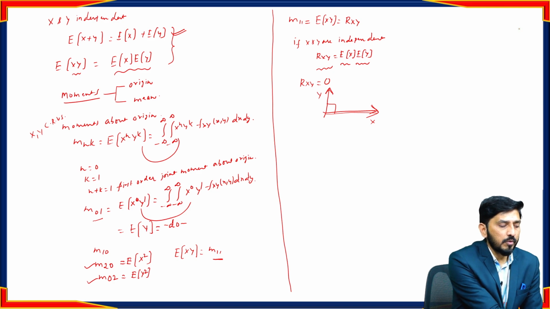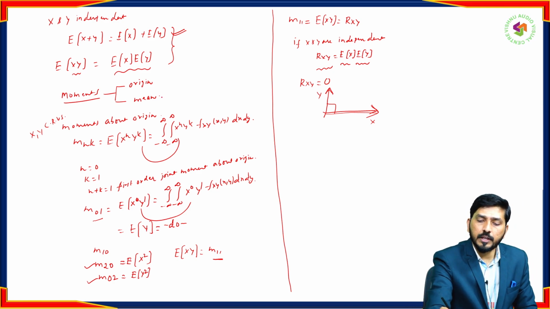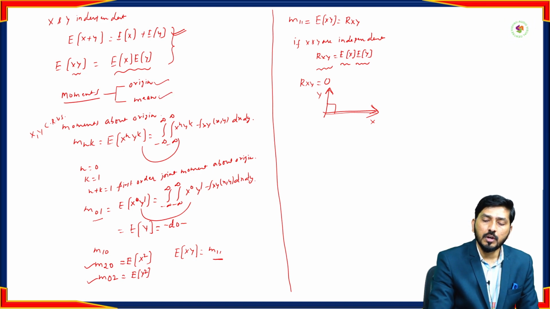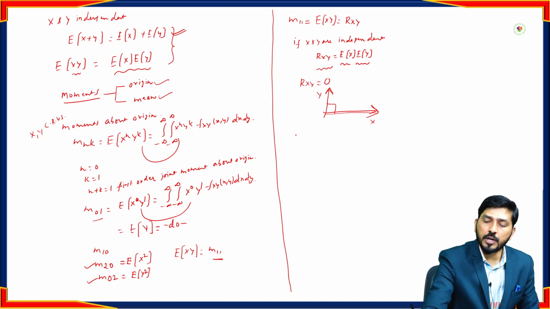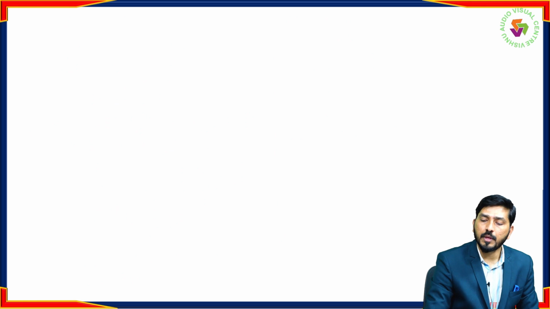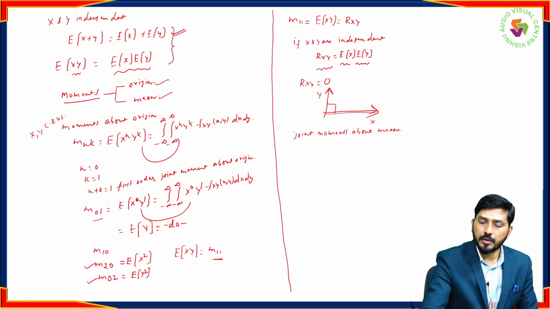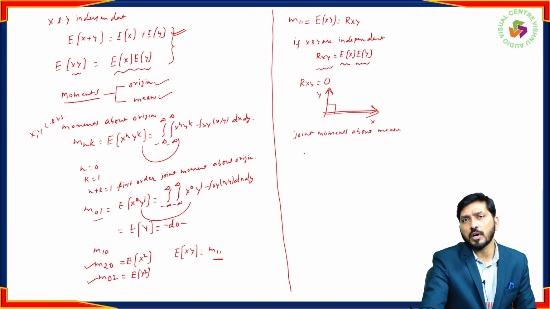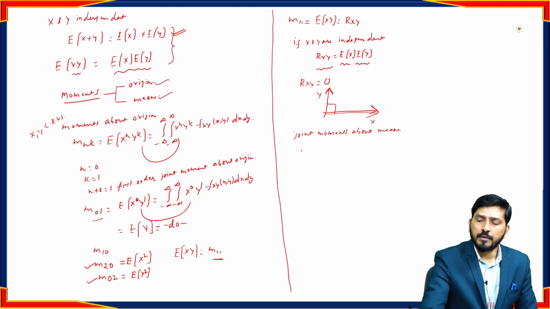Now we will move on to the second thing. We have seen origin. Now we will move on to mean: the second order joint moments about mean. We have already seen moments about origin and moments about mean in case of a single random variable. In case of two random variables, the moments about mean can be written as expected value of x minus x bar and y minus y bar.